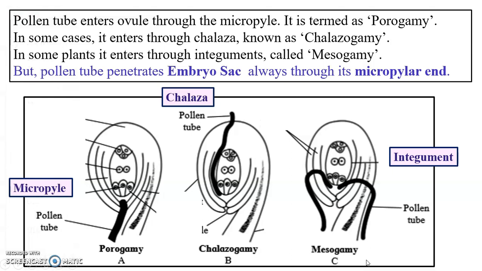Some additional information we would consider here. We have already seen that the pollen tube enters the ovule through the micropyle. It is termed porogamy. But in some cases, it enters through the chalaza. Then it is called chalazogamy. Whereas in some plants, it enters through the integuments. Then it is called mesogamy. But the pollen tube penetrates the embryo sac always through its micropylar end.